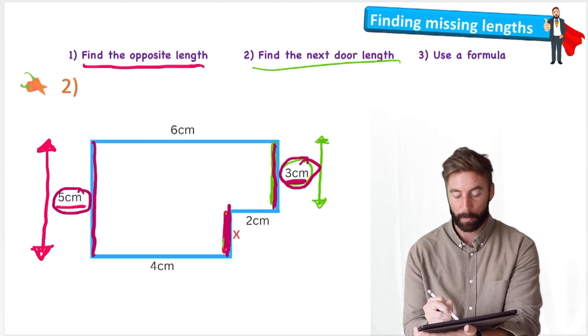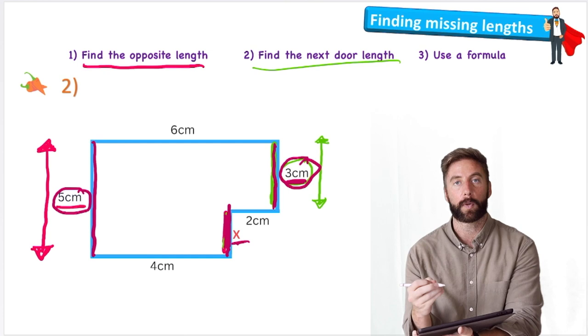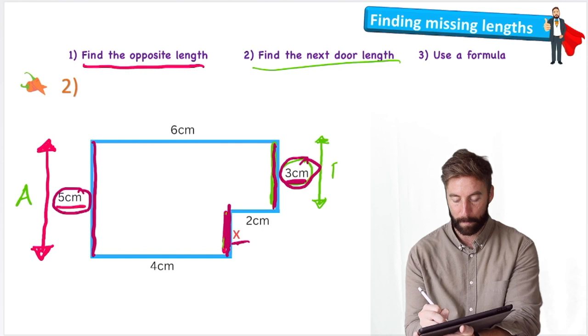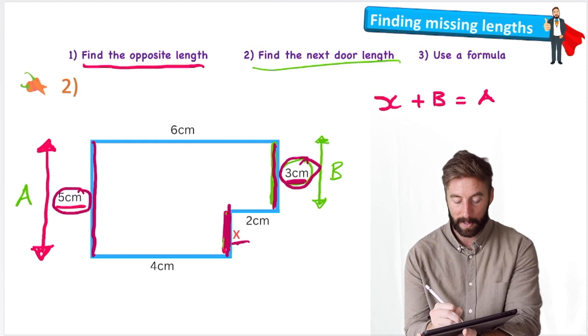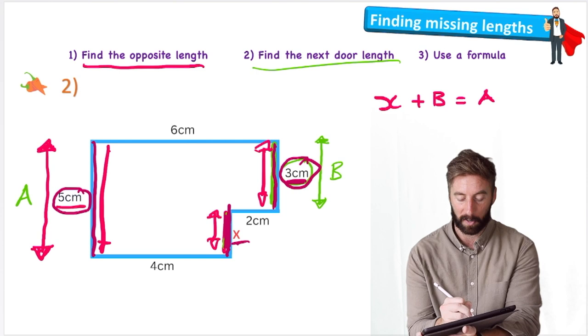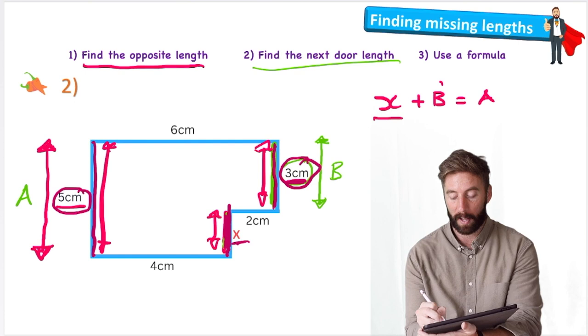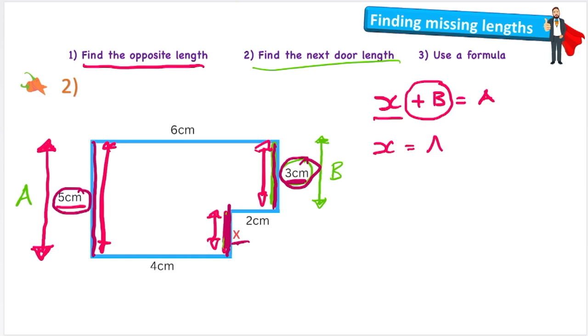So let's put this into a formula and see how we can do it. Again, let's give these lengths letters or variable values. So this will be A and this will be B. I could do it this way, which is a bit of a longer way. I could do X plus B will equal A, because this length plus this length will equal this whole total. But remember, with a formula, we need to get X on its own. So how can I get X on its own? Well, I can inverse my B. So it would be X equals A subtract B.